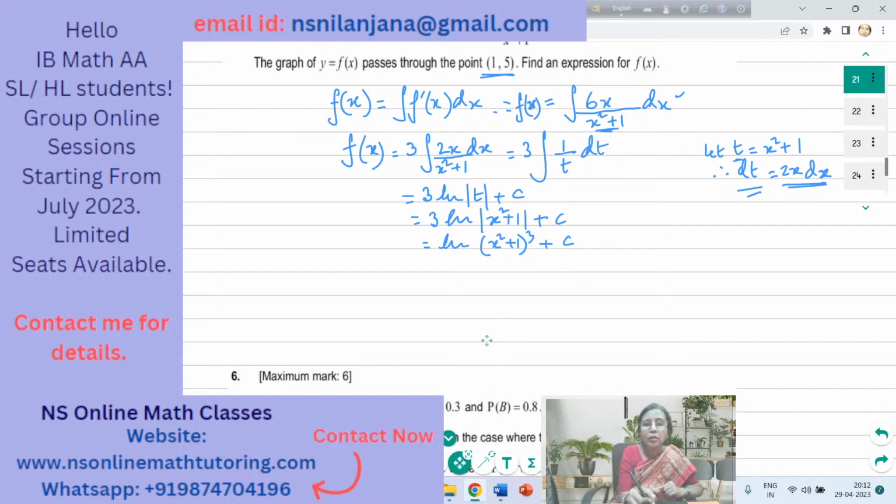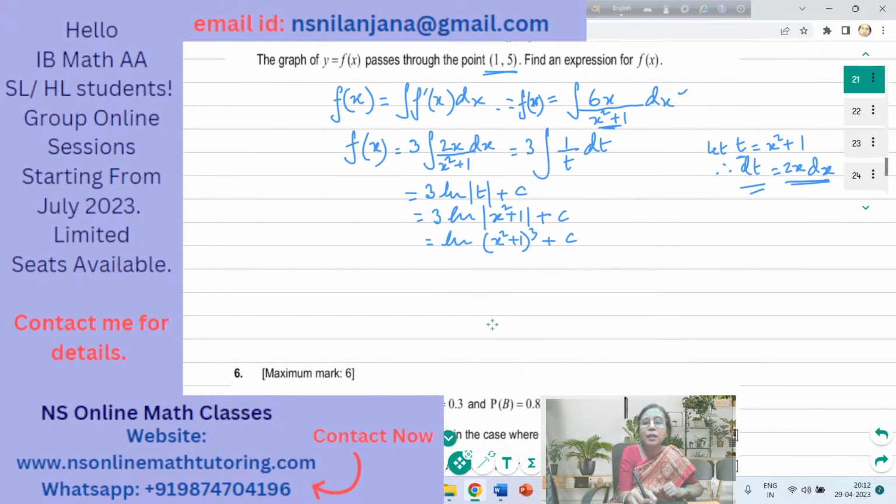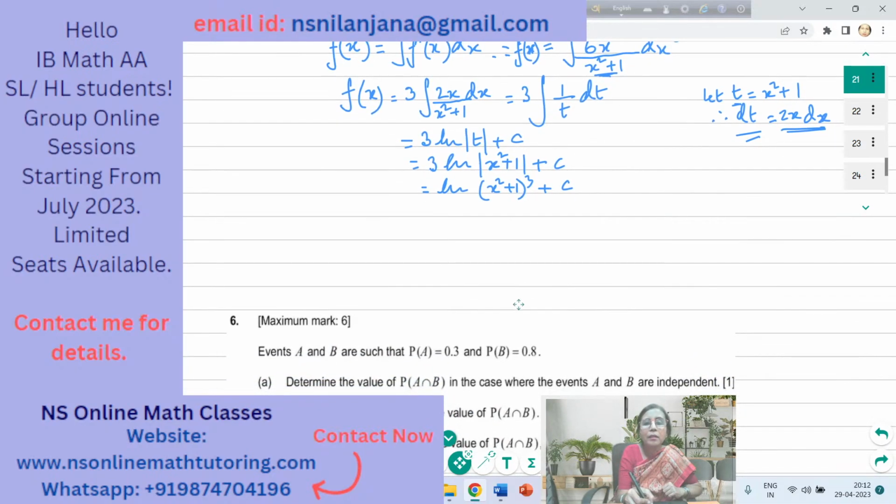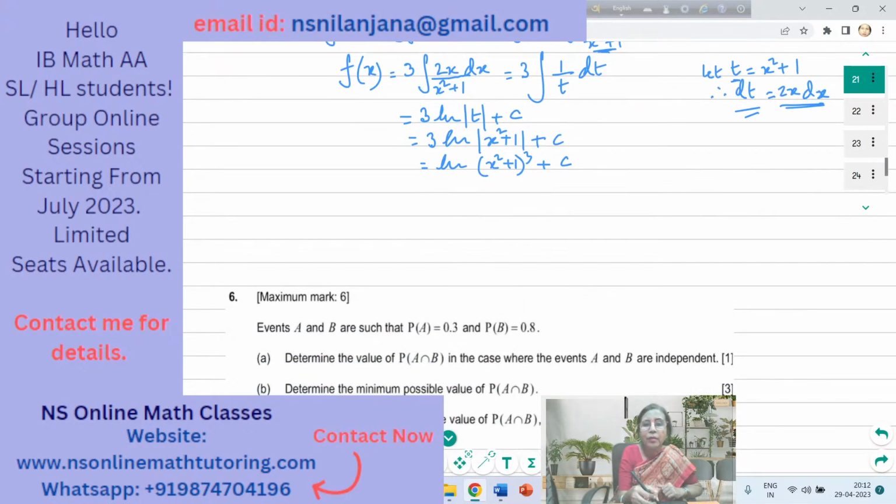Now we use this bit of information that the graph passes through the point (1, 5). Fine. So f of 1 will be 5, the point (1, 5).